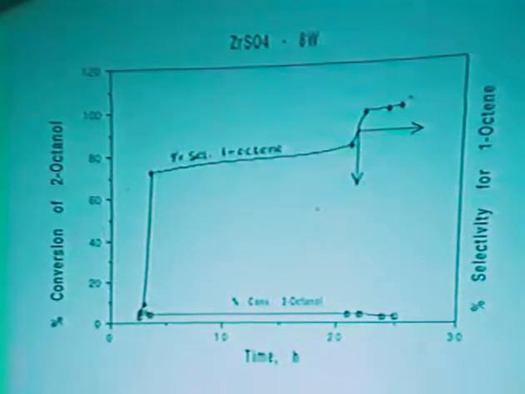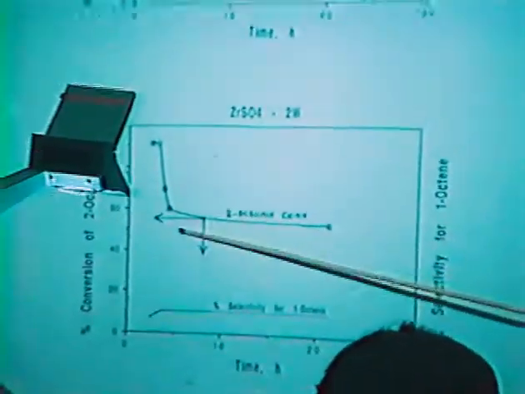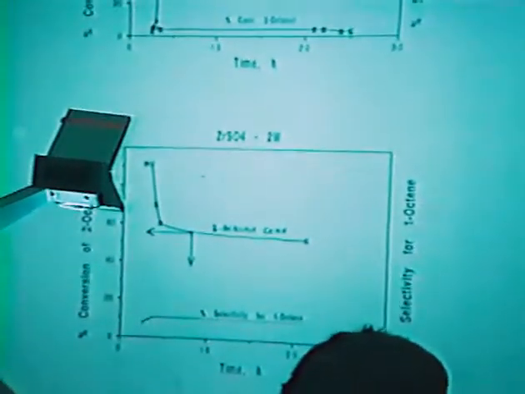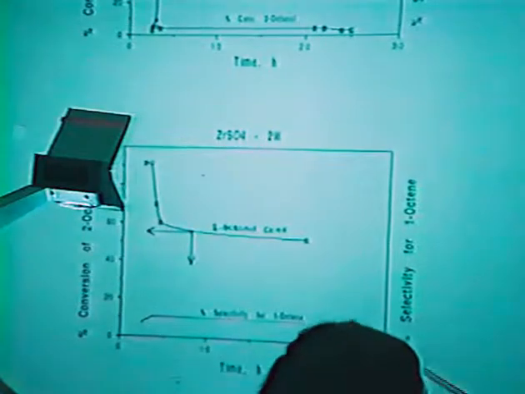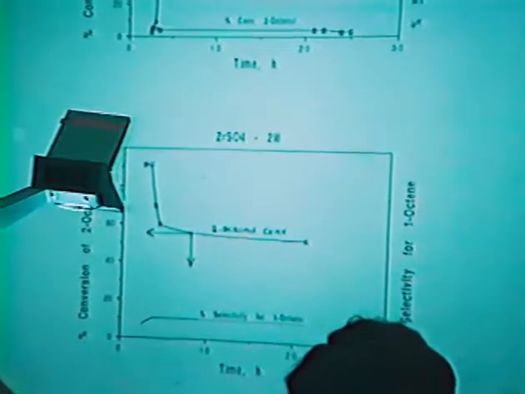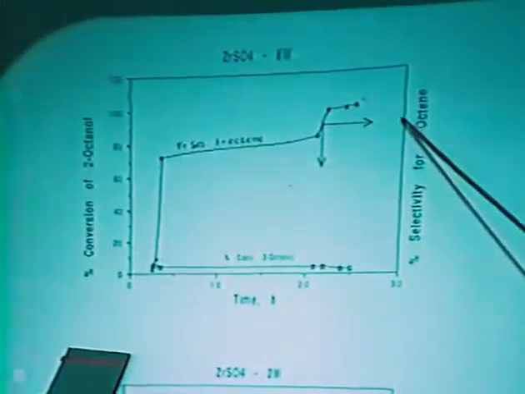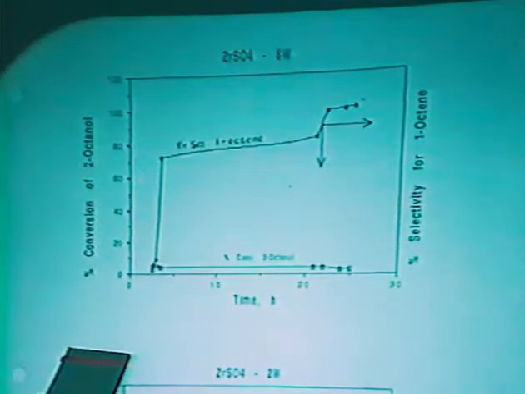When it is 2-wash, the conversion is about 60%, and the selectivity is about 10%. When the washing times are increased, the activity came down to about 2%, and the selectivity for 1-octene gradually increased to 100%. So this also tells us that there is something associated with the nature of the sulfate and the catalyst.